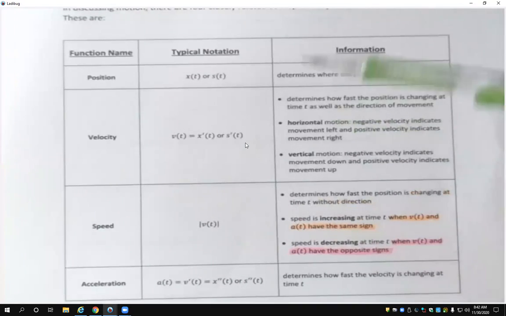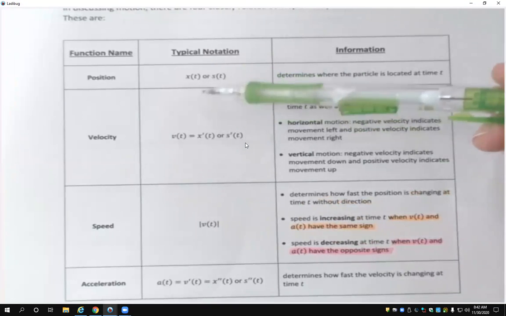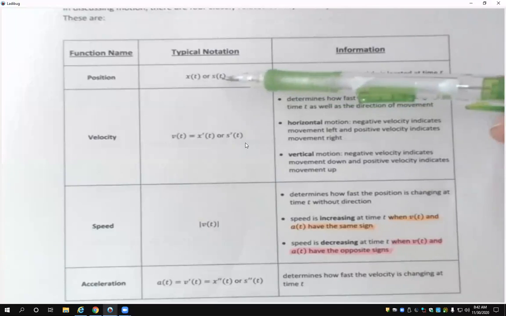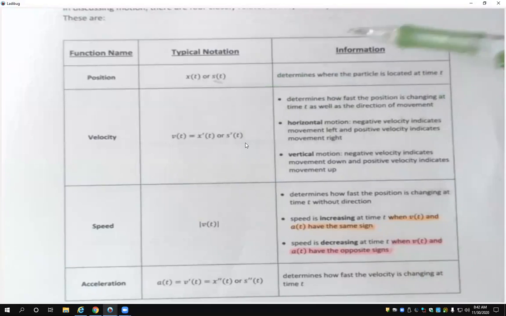Okay, so obviously the first one is position. Position is usually denoted by x of t or s of t. S of t when we don't have the name of the function, and it just determines where you're located. Okay, and an example of the units would be feet or inches or whatever.